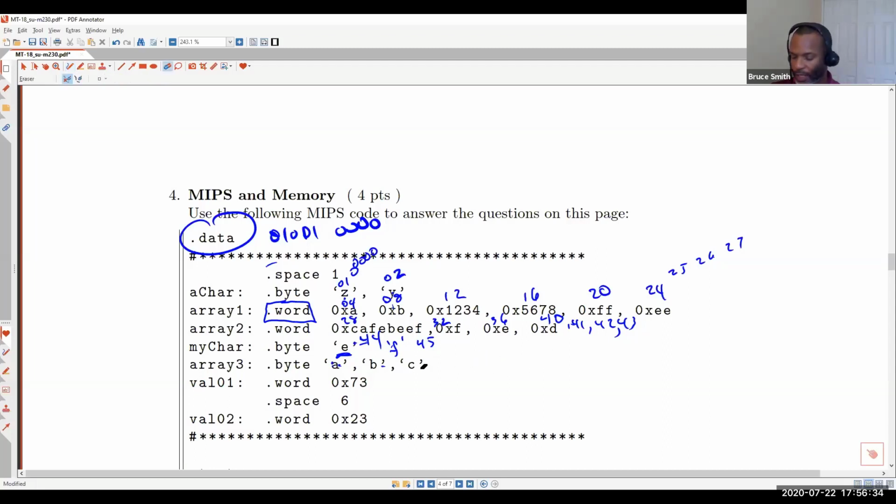Because this is part of that, this really assesses whether or not this makes sense to you. Then when I go down here, the A is byte 46, the B is byte 47, and the C is byte 48. So bytes can be placed on any byte location.